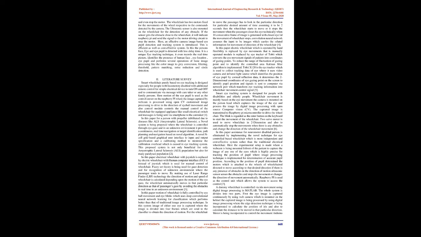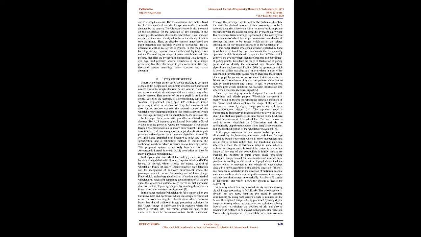For the wheelchair to move, the passenger has to look in a particular direction for a desired amount of time, assuming it to be 2 seconds, and then the wheelchair starts to move, or it stops the movement when the passenger closes his eye. Technically, when 16 consecutive frames of image are generated with a closed eyelid, the movement of the wheelchair stops. The convolutional neural network assumes the input to be images which carry the related information for the direction of movement of the wheelchair.